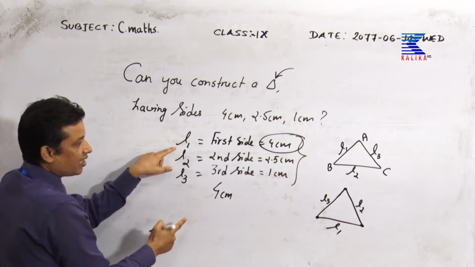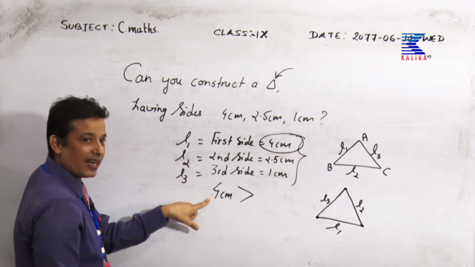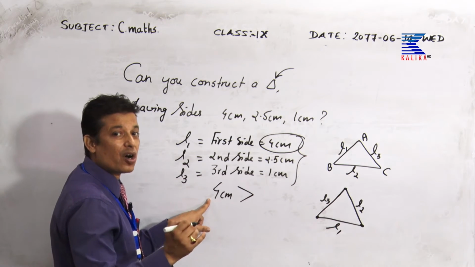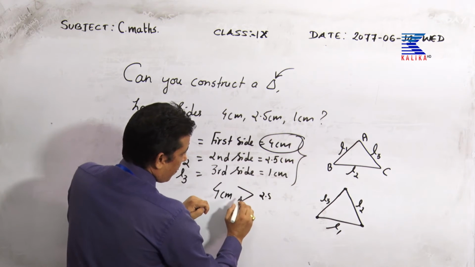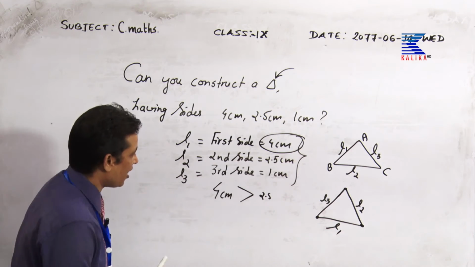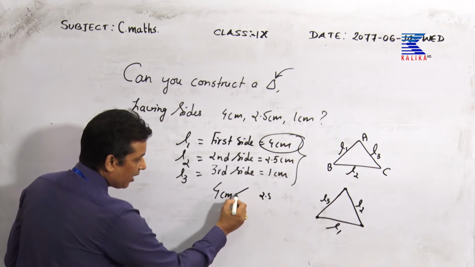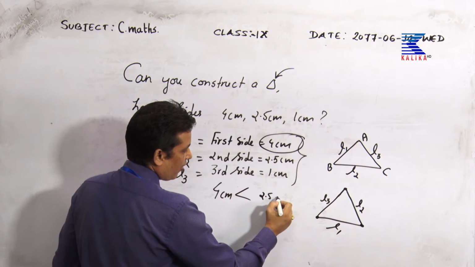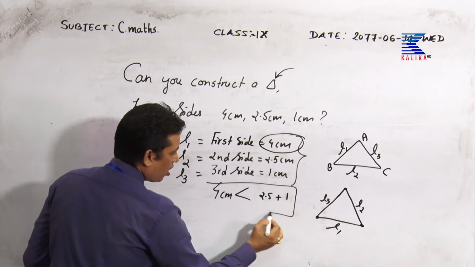4 centimeter is L1. This greatest side should be less than the sum of the other 2 sides. Second side is 2.5. Sorry, I should give the reverse sign here. 4 centimeter should be less than the sum of the remaining 2 sides, 2.5 plus 1. Whether it is true or not true.